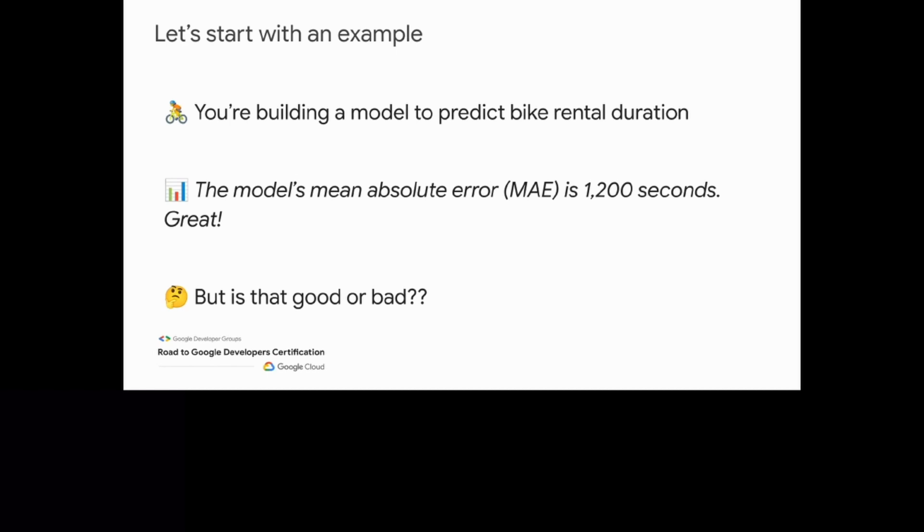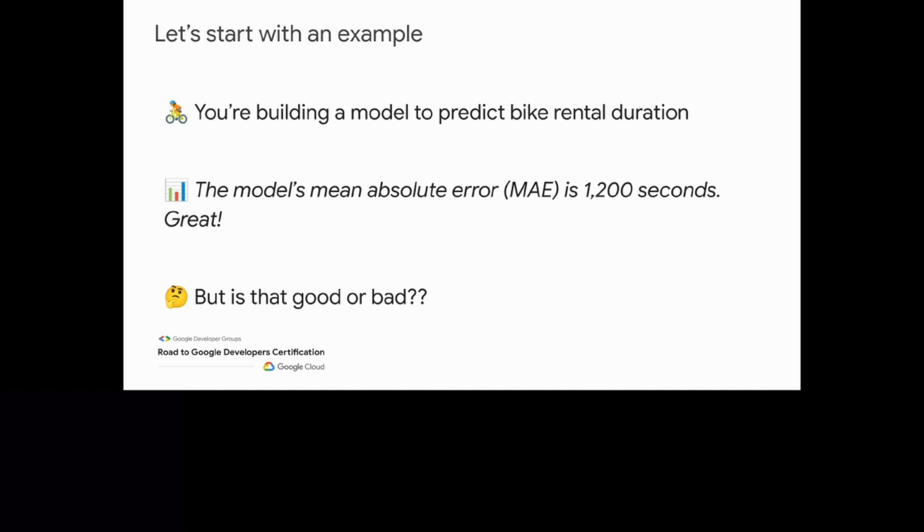Okay, so let's start with an example. We are building a model to predict bike rental duration. The model's mean absolute error is 1200 seconds. Great. So it's about 20 minutes. But is it good or bad?